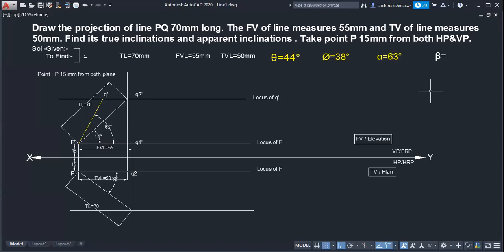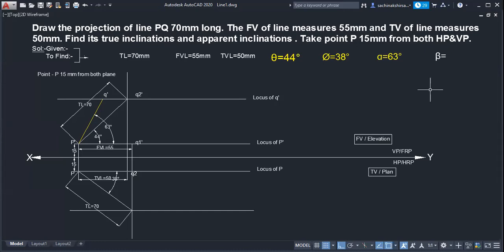Next, one answer is still remaining. What is that? Beta. How can we find beta? Same as before, you can rotate the TVL. Either you can rotate the TVL, or there is one more method: draw a straight line down from Q dash. Very good. We already got that Q dash point. Either you can take Q dash directly below or you can rotate the TVL. Both options are with you.